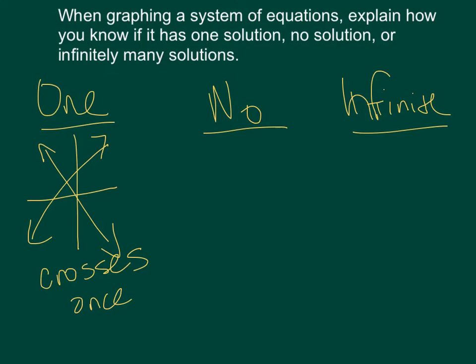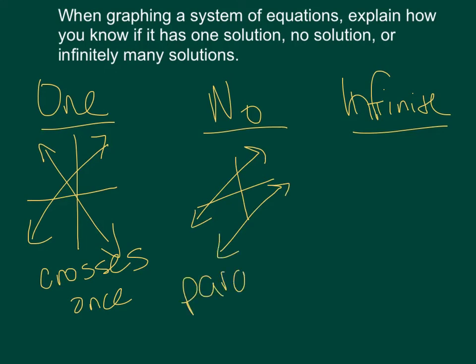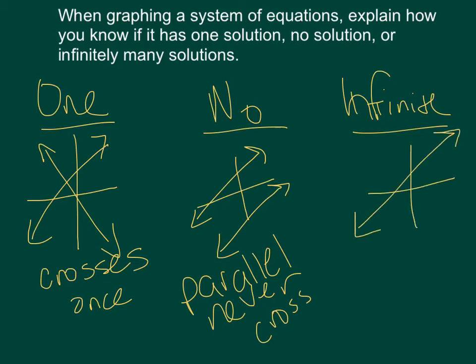We know it has no solution when it looks like this, because it means it never touches. You can either say that they're parallel lines, or they never touch, or never cross, however you want to say it. And then infinitely many solutions looks like this, where it's just one line, because the lines are on top of each other, so they always touch. Make sure you get that written down. One solution crosses once, no solution means they never touch, and infinitely many means it's just one line on top of each other.